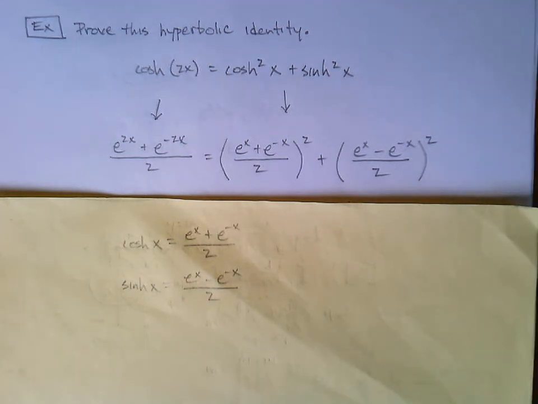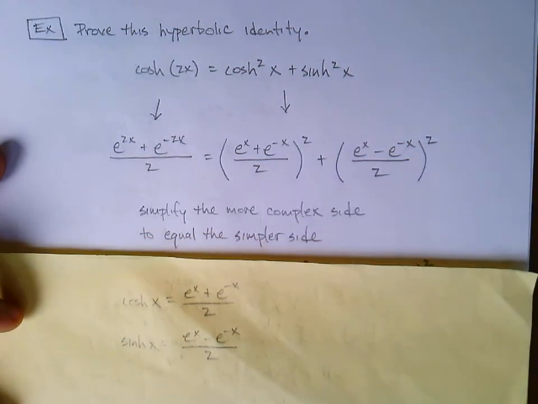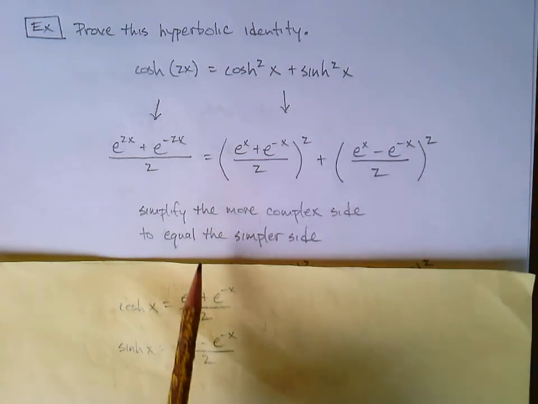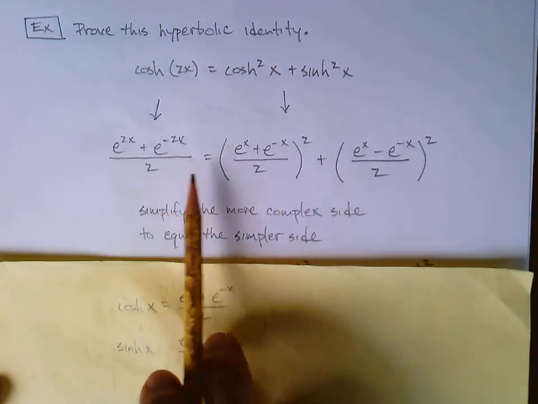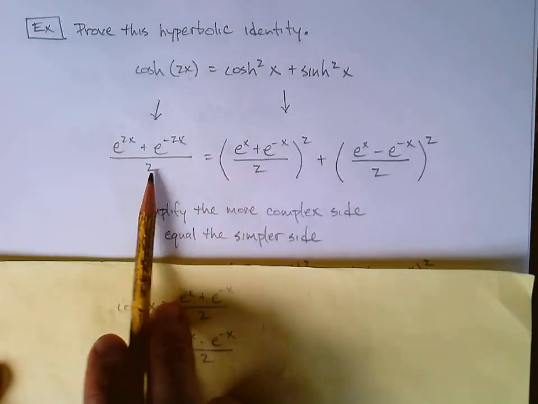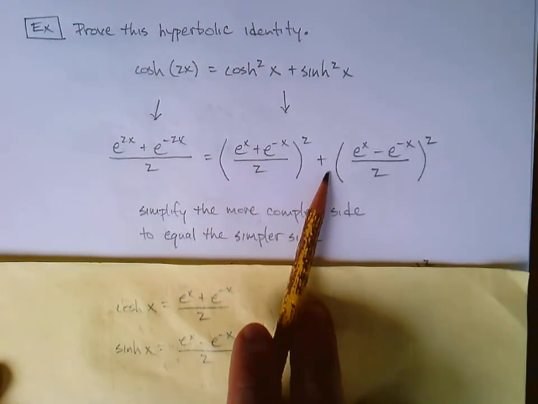And then what's my job after that? Once I've written these out with e to the x and e to the negative x and such, what do I do? Here's my advice. We're going to simplify the more complex side to equal the simpler side. So we need to pick which side is more complex. Is this side more complex or is this side more complex?